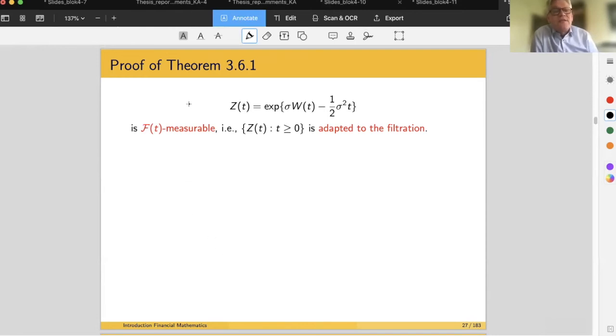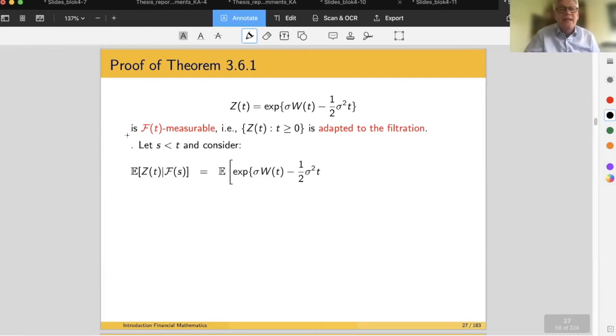This first one is repeated here on the slide. So this is the process we're dealing with. It is Ft measurable, it is adapted to the filtration. Secondly, we look at the expected value of Zt given script Fs, where s is less than t. And again, let's write it out.